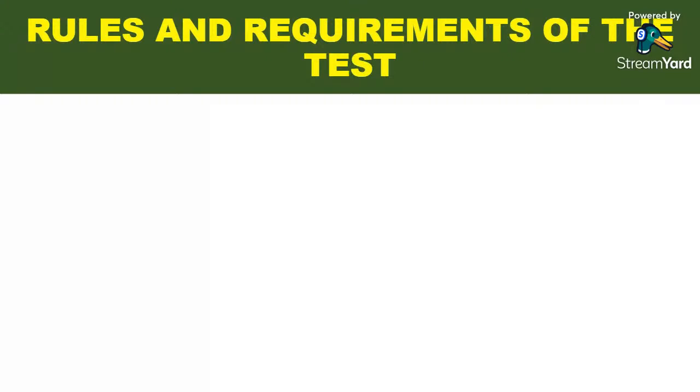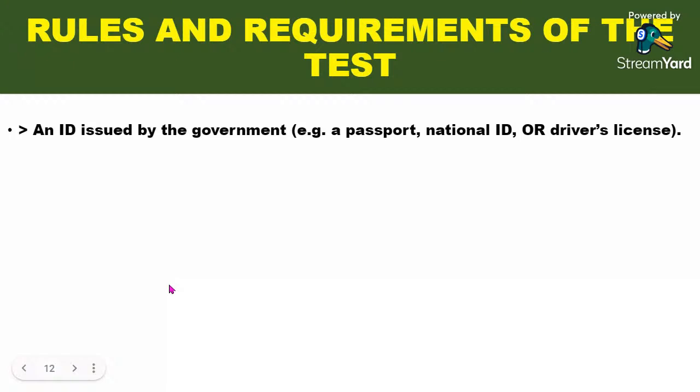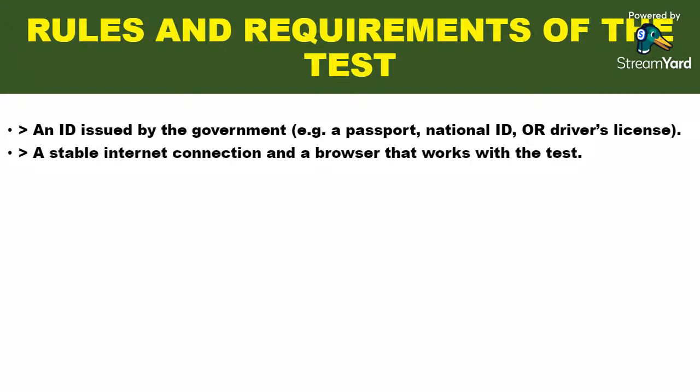Then, rules and requirements of the test. The first thing is that you have to be sure that you have your ID, and it must be an identification issued by the government, such as a passport, a national ID, or a driver's license. You need a stable internet connection and a browser that works with the test.